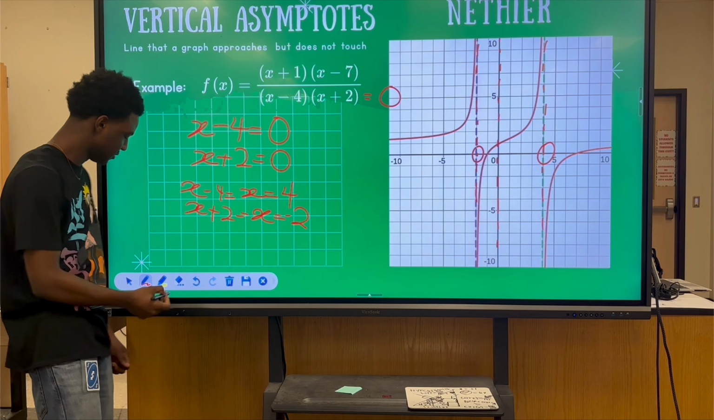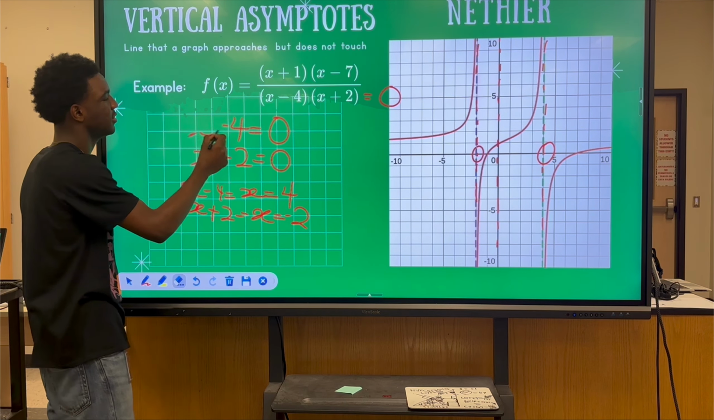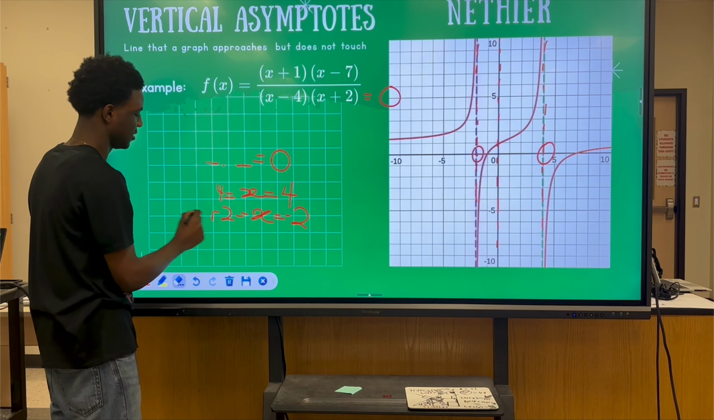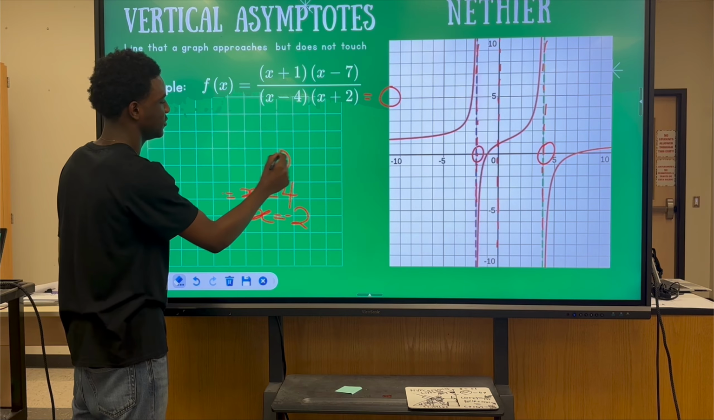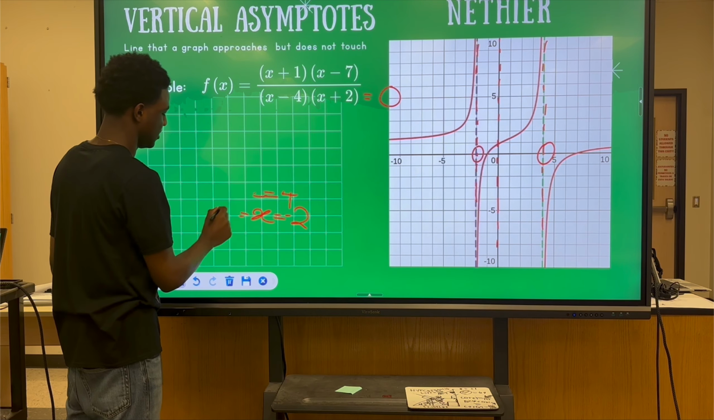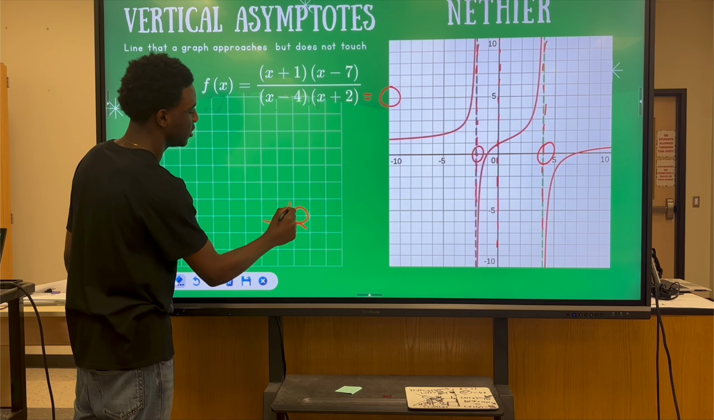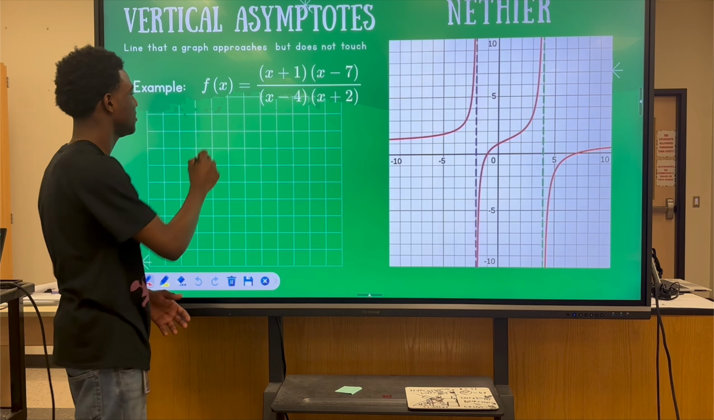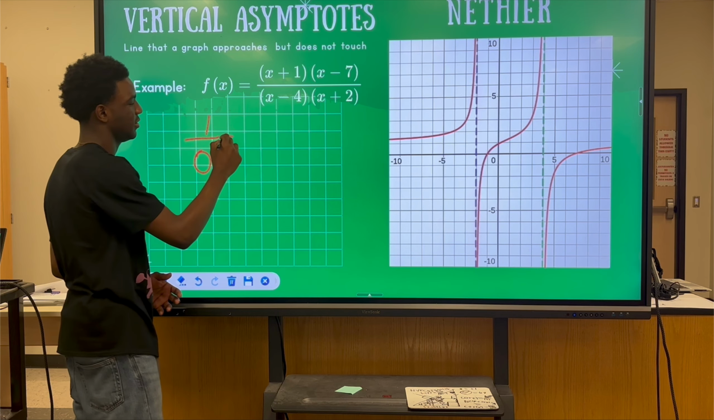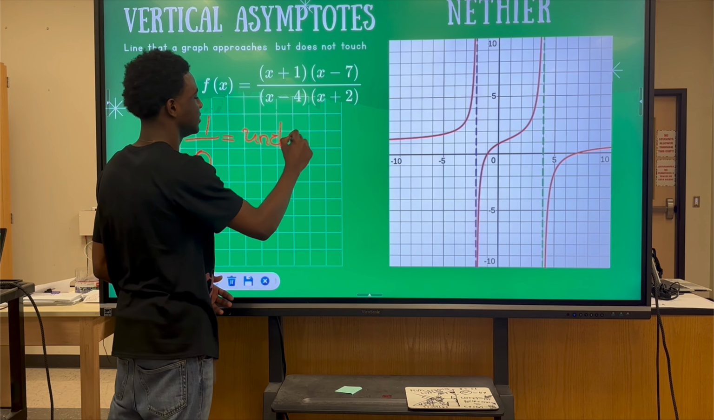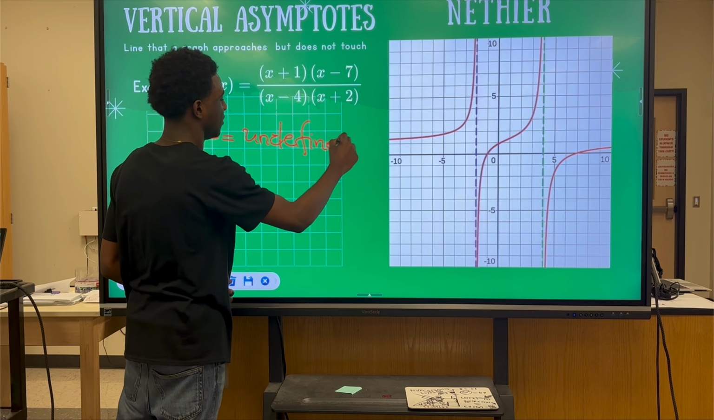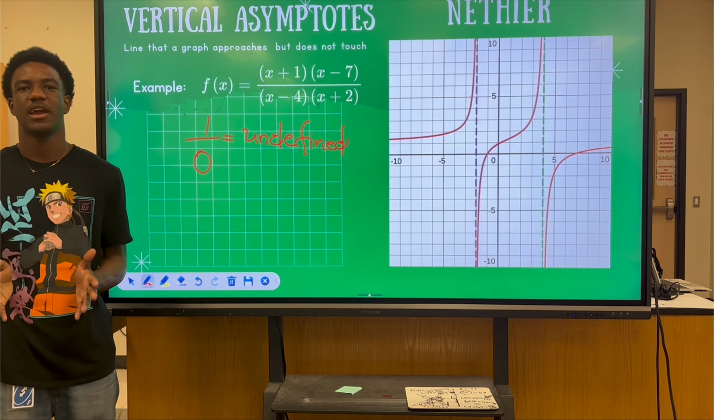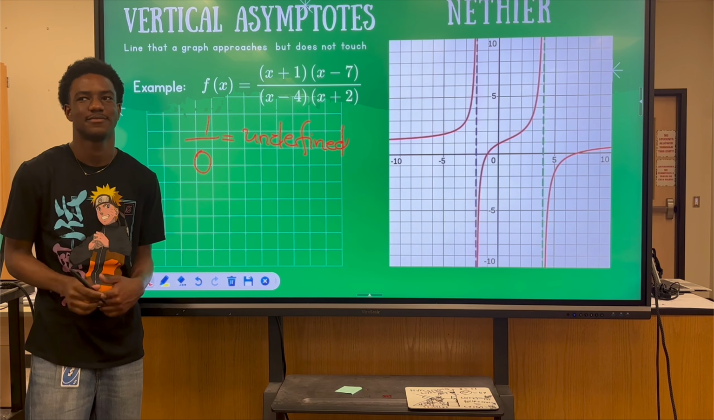Why are vertical asymptotes important? They tell us where a graph cannot exist. Vertical asymptotes help us determine whether graphs can be plotted or not. The reason for dividing by 0 is that any number divided by 0 is undefined. And an undefined function cannot be graphed or plotted on a graph.